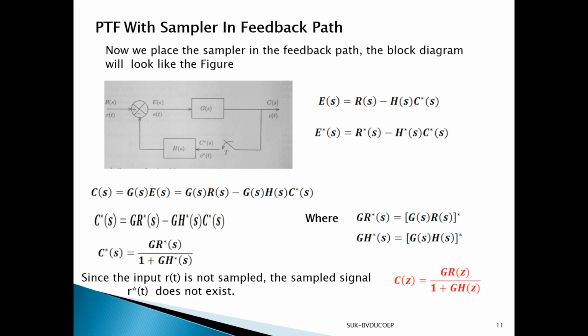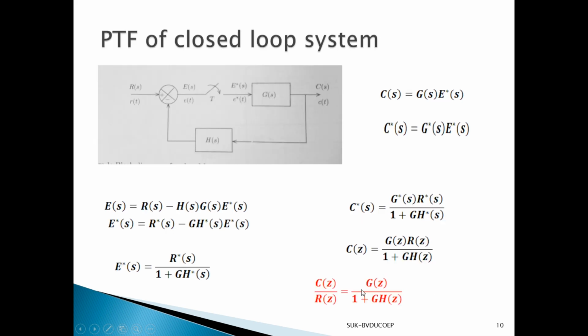Now please understand, since the input R T is not sampled, the sampled signal R star T does not exist. So I will calculate a sequence inverse taking the C Z. But I cannot get C Z upon R Z. I cannot get it because R is not sampled. I am doing it from this equation, I am getting this. But I cannot get C Z upon R Z. I will get only the sample sequence. So it is a little bit different here. You may think this and this are the same, but it is different.